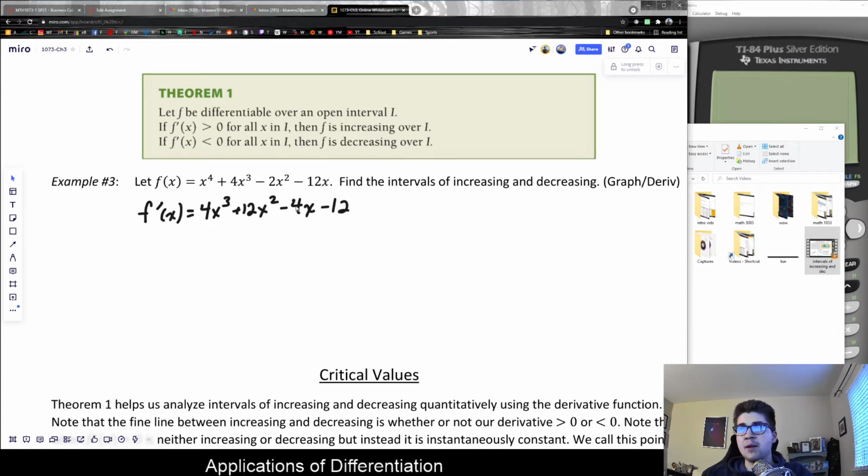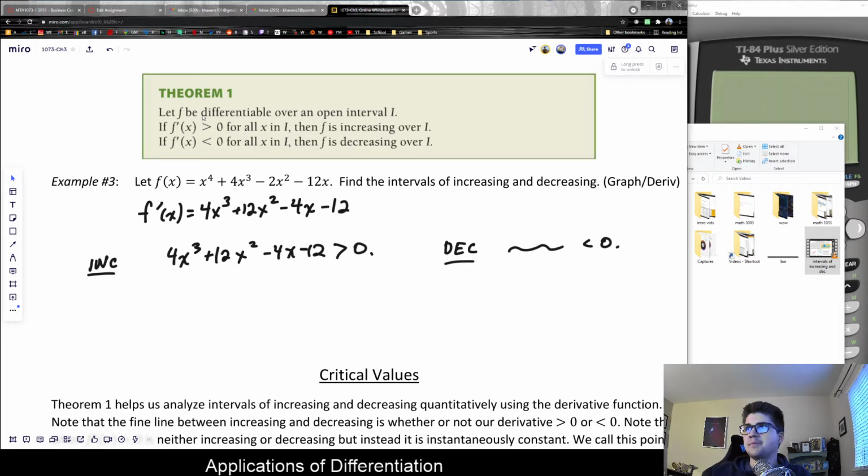You could plug in random numbers into this to try to figure out when it is increasing and when it is decreasing. Or you could set it up as an inequality: 4x cubed plus 12x squared minus 4x minus 12. If I want to know when it's increasing, I need to set it greater than or equal to 0 and solve when this is true. I know for some of you it's been a while since you've had algebra, but basically the method of solving such equations or inequalities would be to set it to 0. I'll go ahead and write that out. This is going to be when it's increasing. And it would be decreasing if all of that is less than 0 instead.